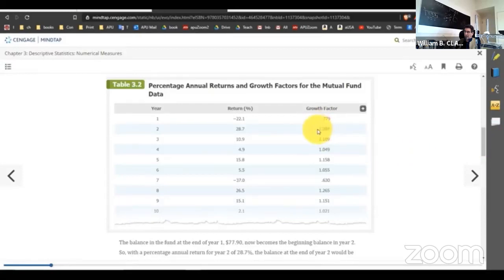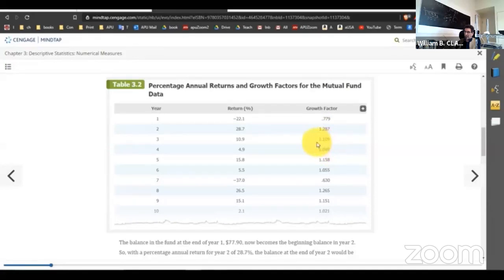So what happened here in the second year? Well, it wasn't 1, it was above 1. That means it increased in value from the beginning of year 2 to the end of year 2. And it increased by about 128%. That's wrong. I said that wrong. Or wait, I'm sorry. I should say it increased by 28%.